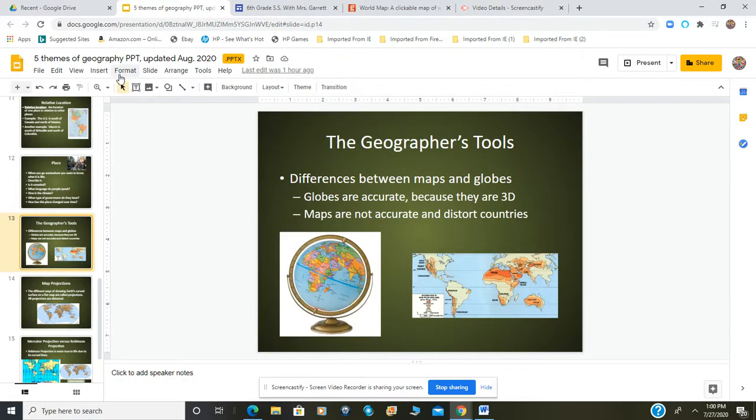So we're also going to talk about some tools that geographers use. Geographers are people that study the earth and the things on the earth. And so they'd be really big into maps and different regions and grouping things into regions, whether that be based on language or religion or environment. And we're going to look first at globes versus maps.